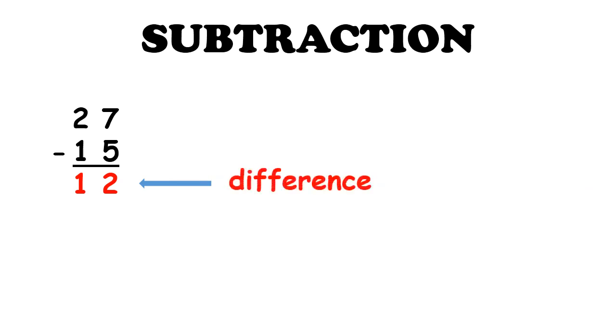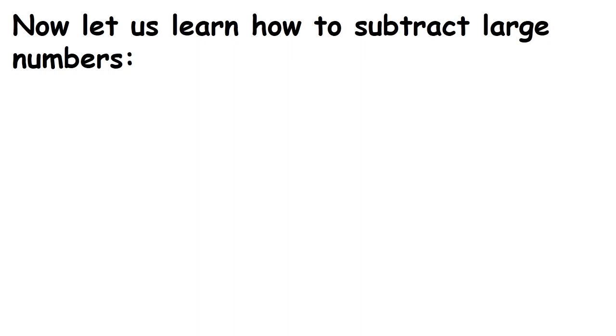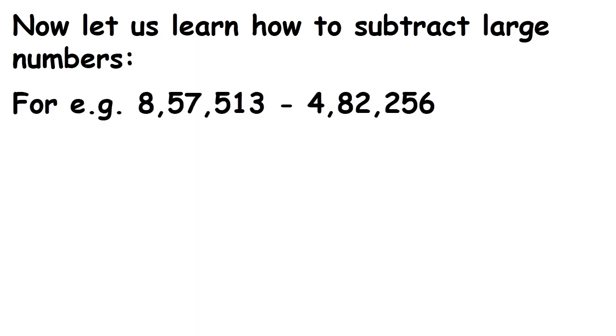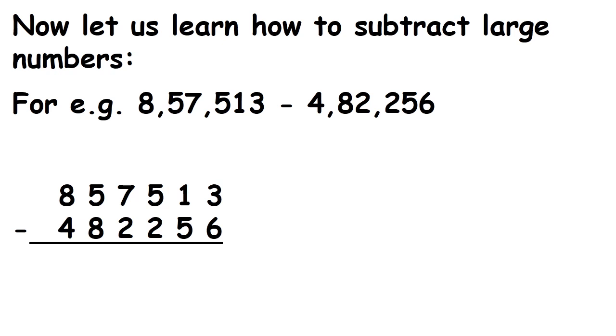Students, now let us revise subtraction. Let's see how to subtract large numbers. The answer that we get after subtracting the numbers is called the difference. Now, let us learn how to subtract large numbers. For example, 8,57,513 minus 4,82,256. Let's subtract them. For subtracting large numbers, we follow the same steps as we do for smaller numbers.